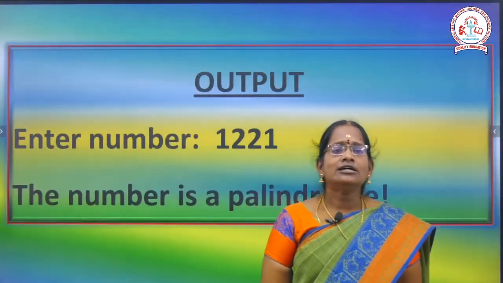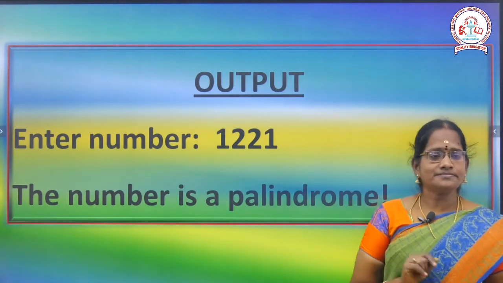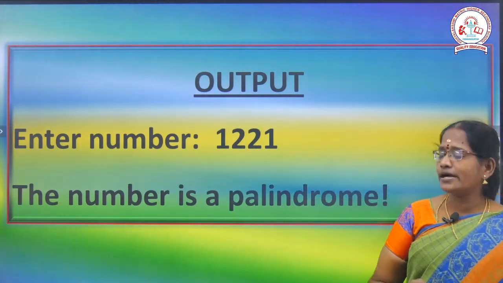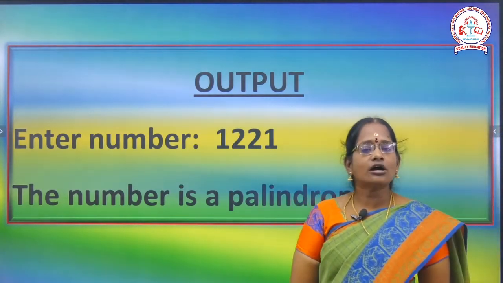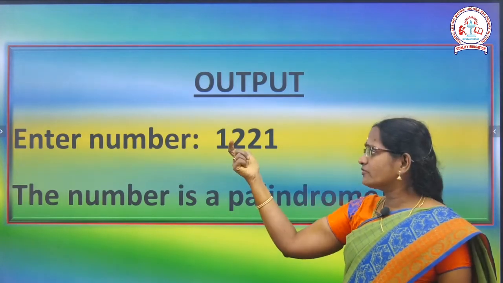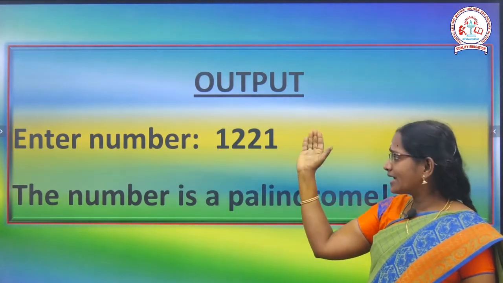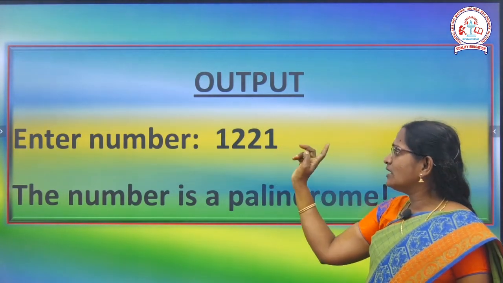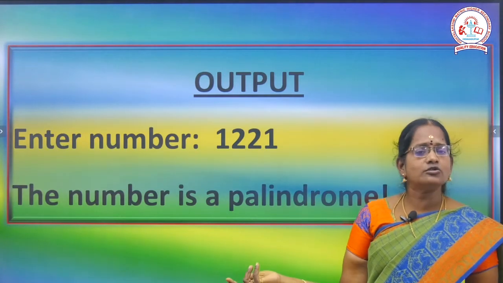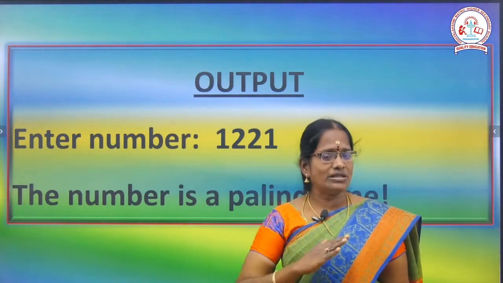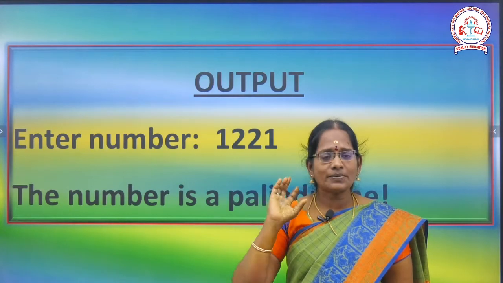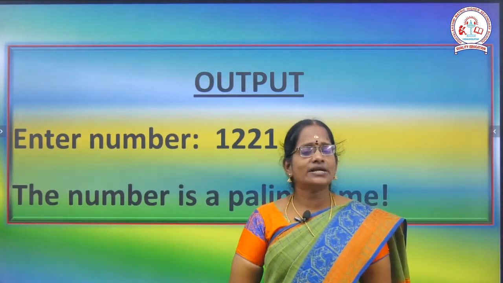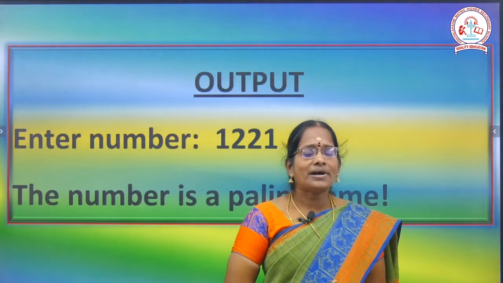Now we check. First you enter the number. What's the number? We entered 1221. The number is 1221. Now you reverse it, right to left also, left to right also, 1221, 1221. Both ways, this number produces the same value. So this type of number is called a palindrome.